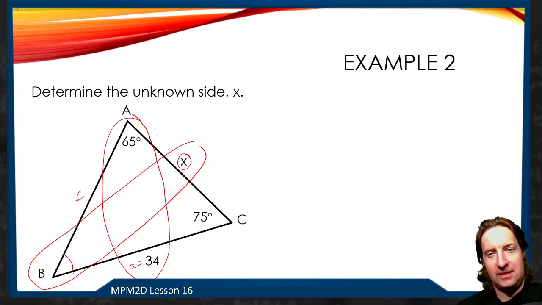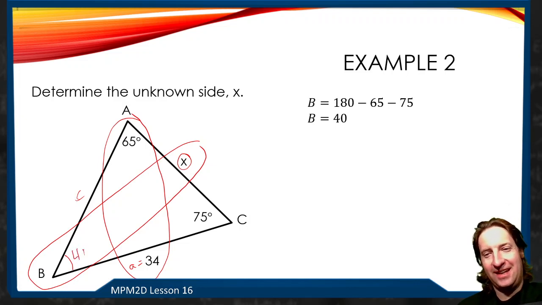So I need to somehow figure out B. And it's actually pretty straightforward because we know that in a triangle, all the angles are going to add up to 180. And I can figure out quite easily that angle B is just 40 degrees, since it's 180 take away the two knowns, 65 and 75.